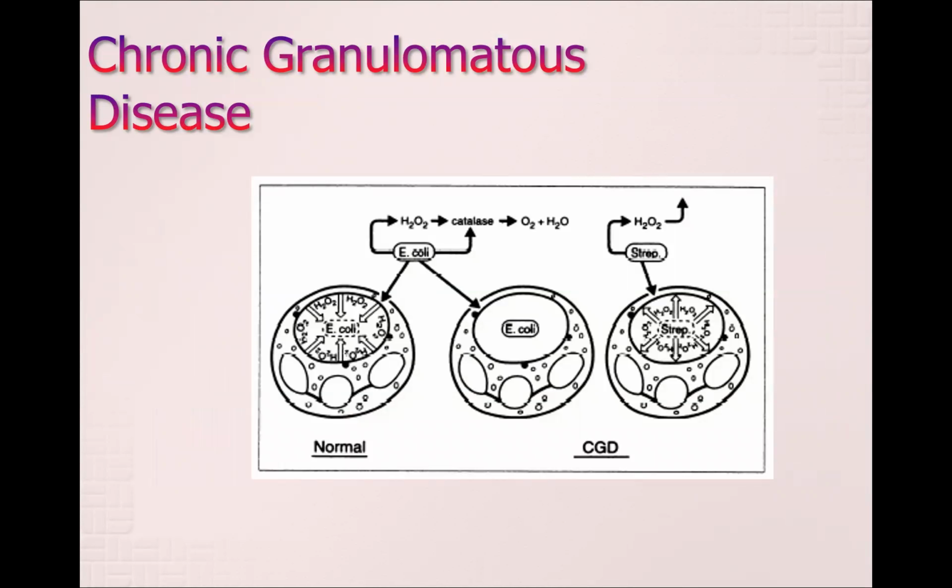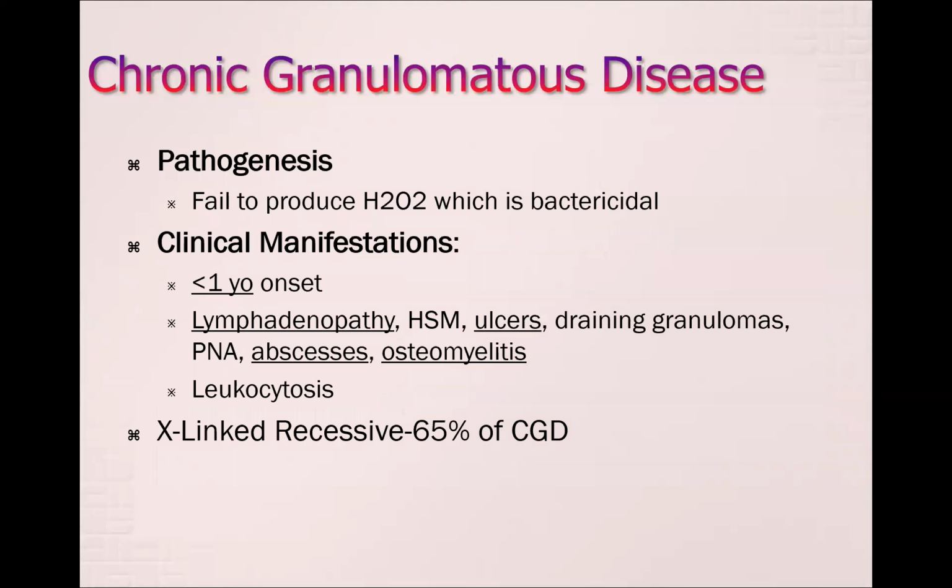CGD, or chronic granulomatous disease, you'll want to know about. Again, problem with creating the respiratory burst, the bactericidal H2O2. Typically at a very young age is when it's diagnosed. Recurrent mouth ulcers, osteomyelitis, lymphadenopathy is the way to think about it. The way that we typically think about chronic granulomatous disease is it being an X-linked recessive disorder. There is, again, an autosomal recessive disorder associated with CGD, but for purposes of your test, you're going to want to remember that it's X-linked recessive.